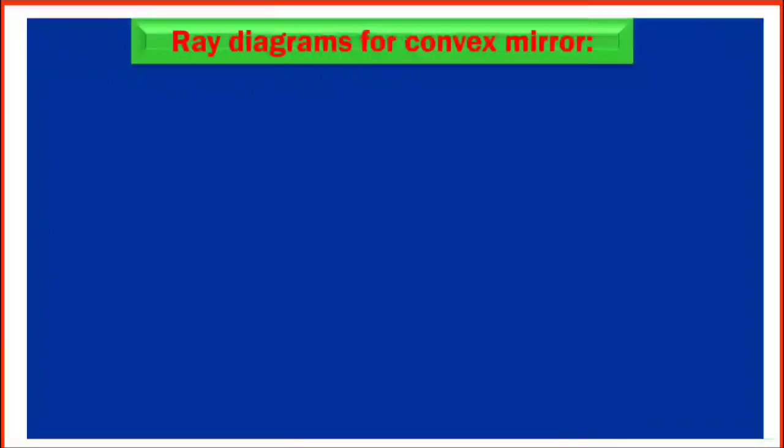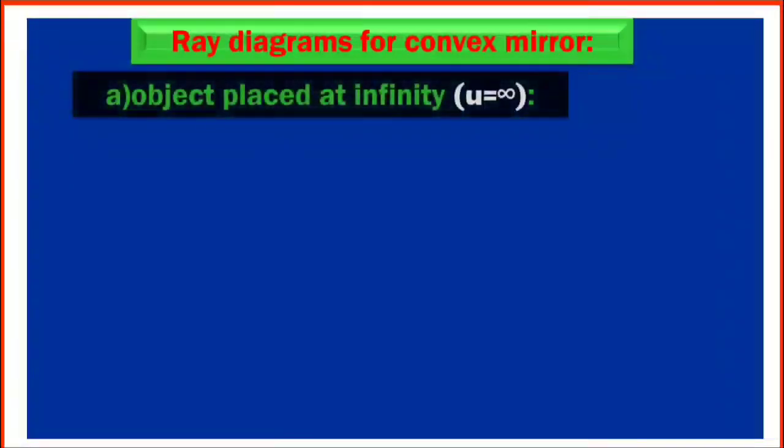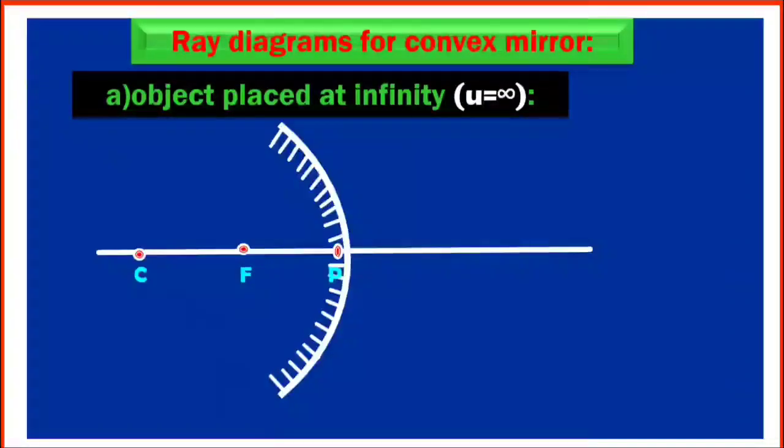Now we will draw the ray diagrams for convex mirror. Students, remember there are only 2 ray diagrams for convex mirror. In that, the first one is object placed at infinity. When the object is placed at infinity, object distance u is equal to infinity. Here we can see a convex mirror. Object is placed at infinity.